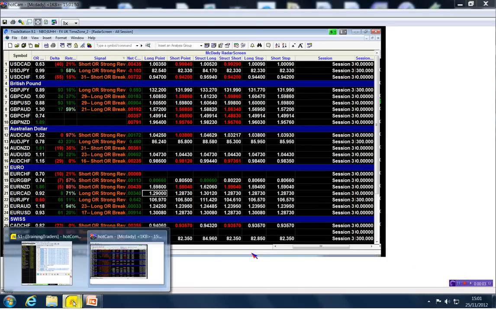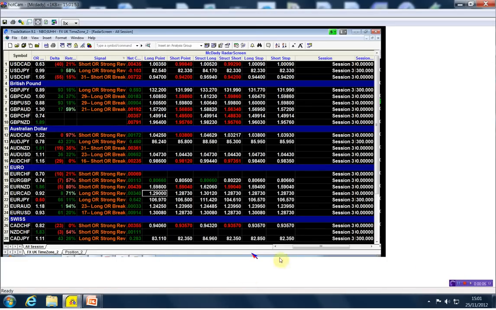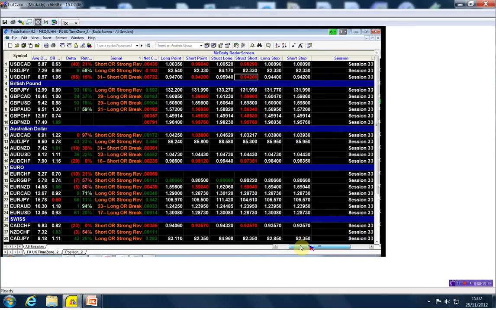The dollar Swiss. Now from last week, look at this. We're shorting the dollar Swiss from 94.20. That is our structure short point and our short entry.